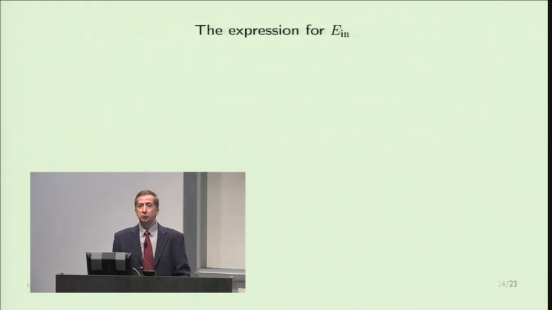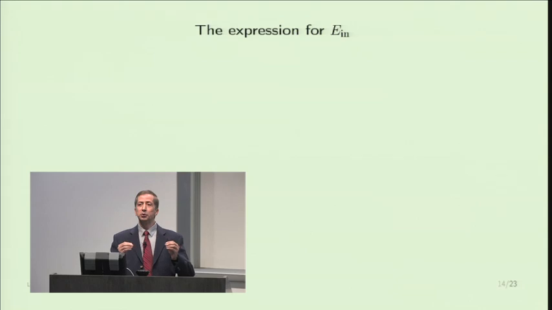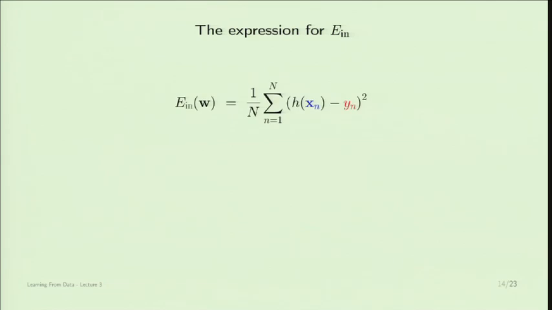Now, let's look at the expression for E_in, the analytic expression we are going to try to minimize, and that will make us derive the linear regression algorithm. We wrote this before: you have the value of the hypothesis minus y_n, squared, because it's a squared error, and because it's linear regression, this value h(x_n) happens to be w transpose x_n. It's a linear function of x_n. Now, let us try to write this down in vector form. I will explain this in detail, but let's look at this.